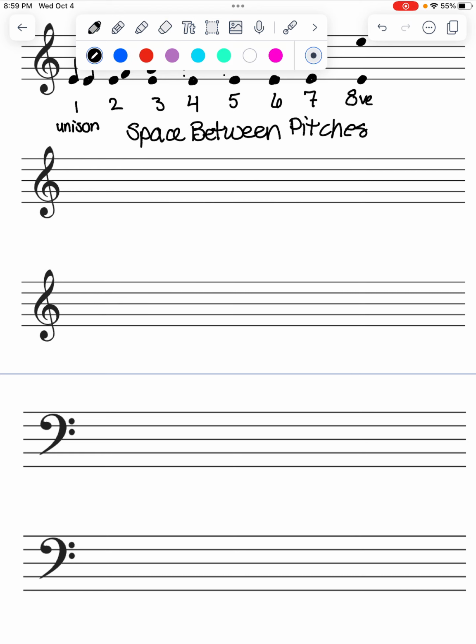So you can have augmented seconds, thirds, sixths, and sevenths.